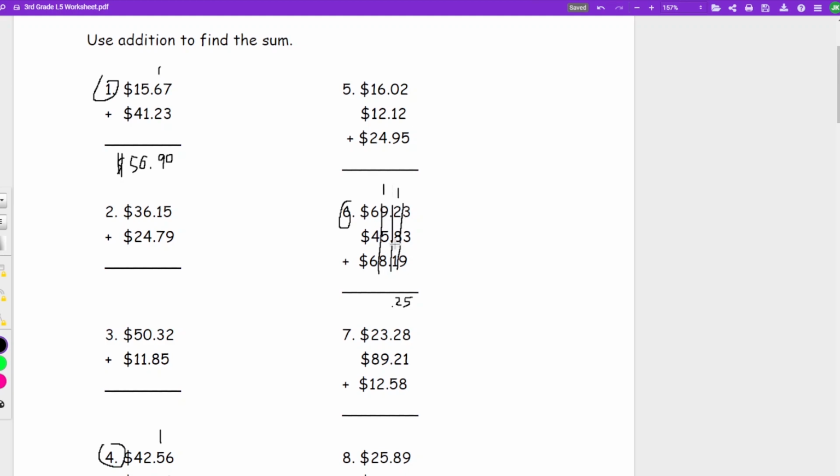9 plus 1 plus 5 plus 8 is 23. I'm going to put a 3, carry the 2. Okay. 2 plus 6 plus 4 plus 6. Well, that's 12 plus 8, that's 20. Oops, sorry. 12 plus 4, that's 16, 17, 18. That's 18, not 20. So I would get 183 and 25 cents.